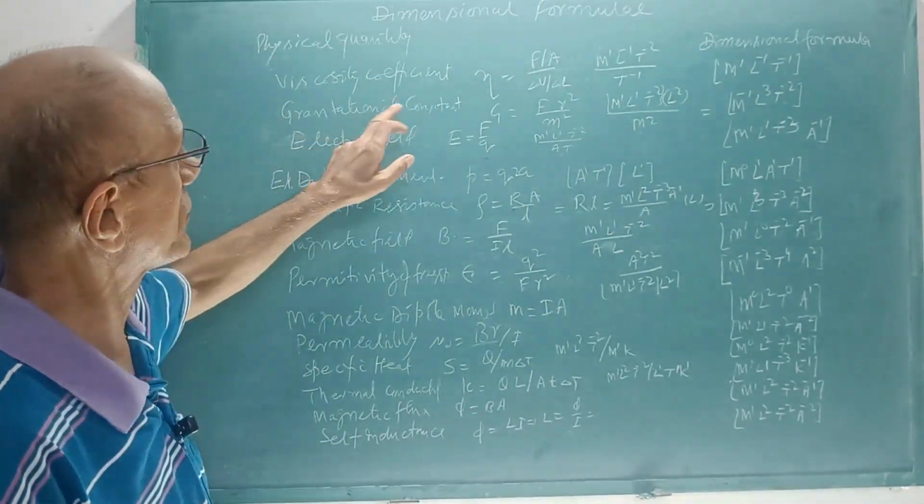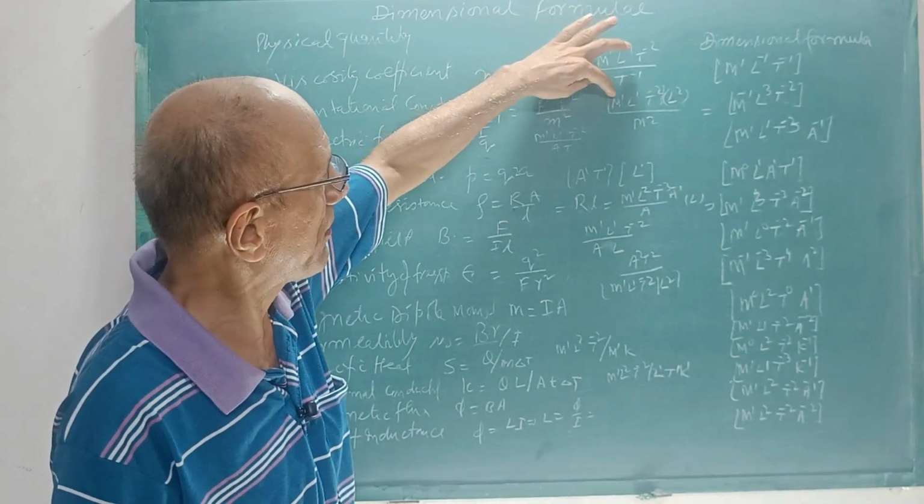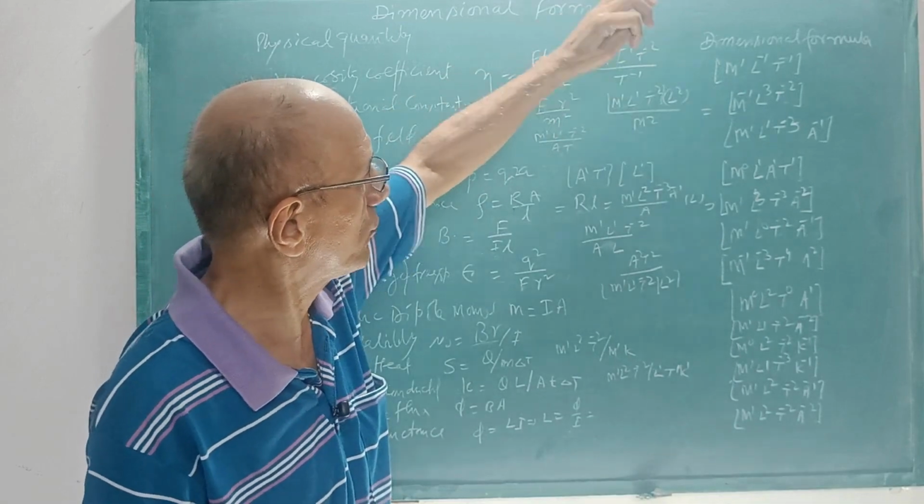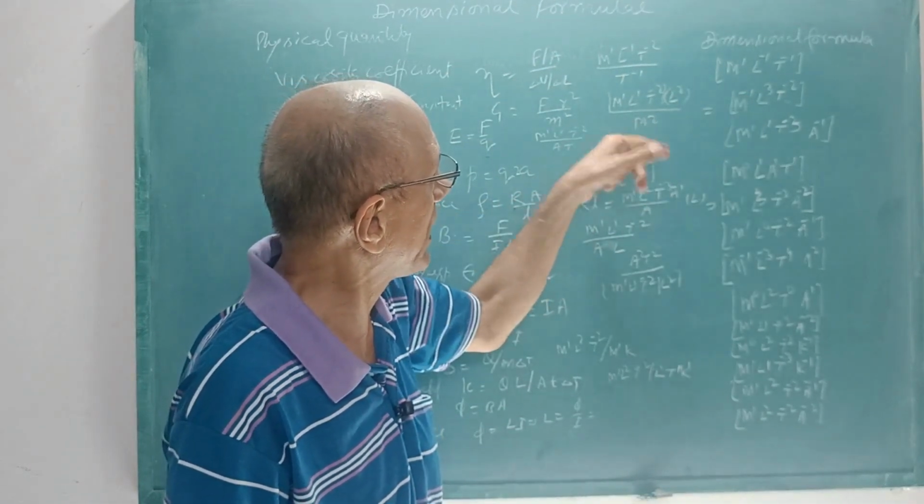So here, gravitational constant is G: F into R square upon M square. Force is M1 L1 T minus 2, into L2, and M2. So you will get M minus 1.